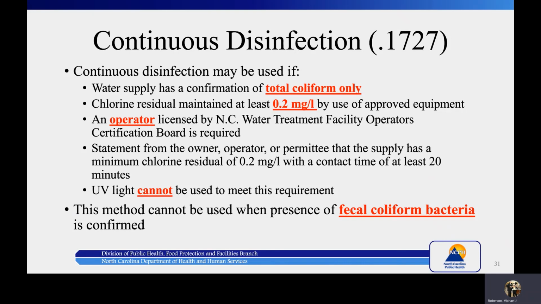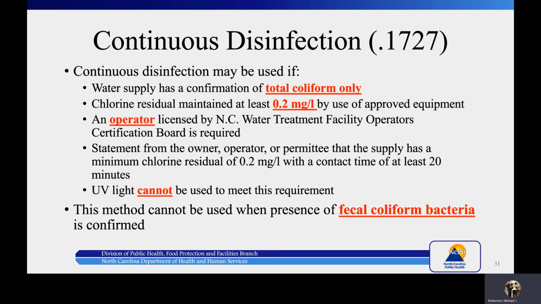We also are going to require, when they implement this, a statement from the owner, operator, or permittee that the supply has a minimum chlorine residual of 0.2 milligrams per liter with a contact time of at least 20 minutes. So we need to get that written statement from them. We can't just take it on their word. Typically, the operator is going to provide that information. They're going to keep logs and things like that. So make sure to get that statement from them.